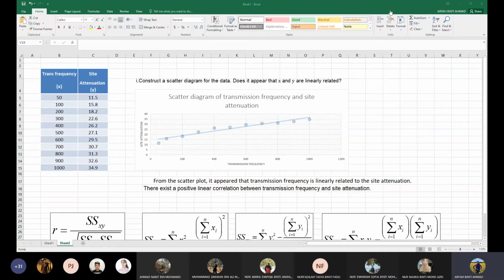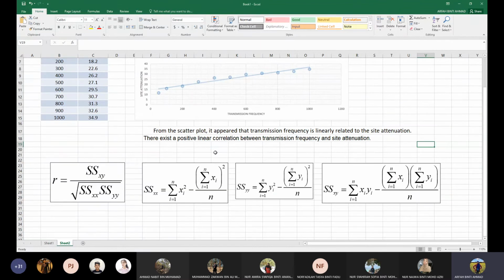Okay. So soalan kedua, the second question. Kalau tengok soalan dia tadi, dia cakap, calculate the linear correlation coefficient, that is the value of R for the data, and interpret your answer. Okay, so nak calculate R, ini formula dia. R sama dengan sum squared xy divided by square root of sum squared x multiplied with the sum squared of y. Okay, so ini formula untuk calculate sum squared x.